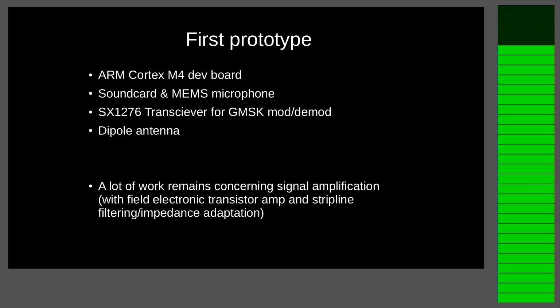So, we have created a functional prototype that is here. This functional prototype is using prototype STM boards that are themselves using ARM Cortex M4, a sound card and a digital microphone. We use a transceiver for the GMSK modulation and demodulation. For our tests, we have made dipole antennas that look like this. So far it works without amplification and with a power of 200 milliwatts. In town, the prototypes have a range of 800 meters, and a lot of work remains, specifically concerning signal amplification, not to go into details.